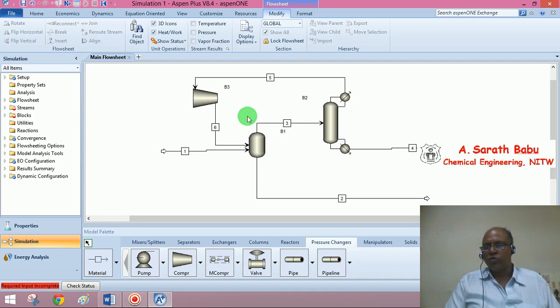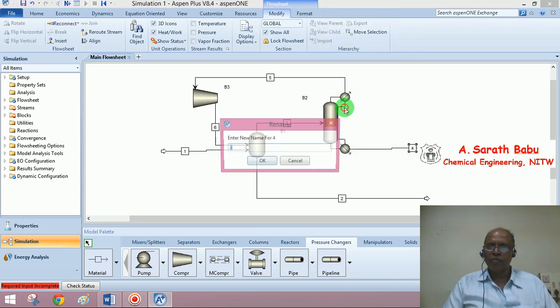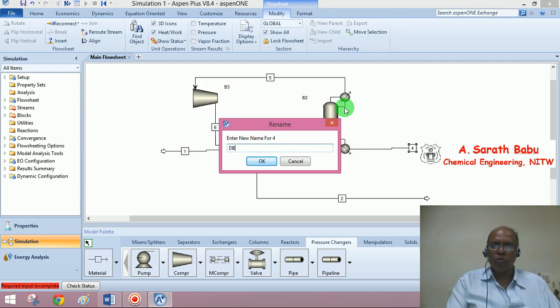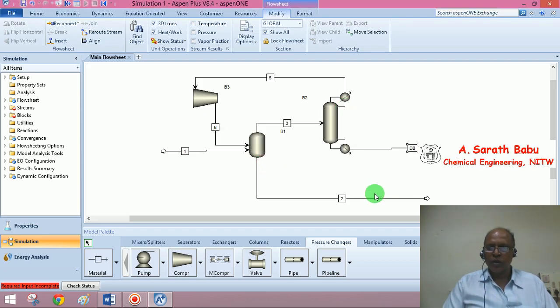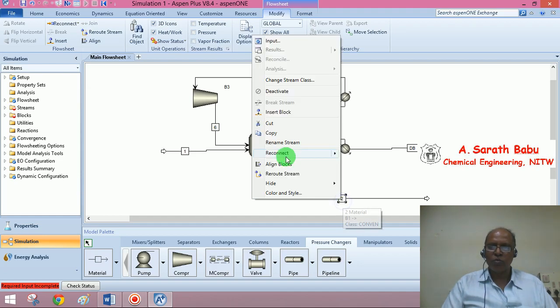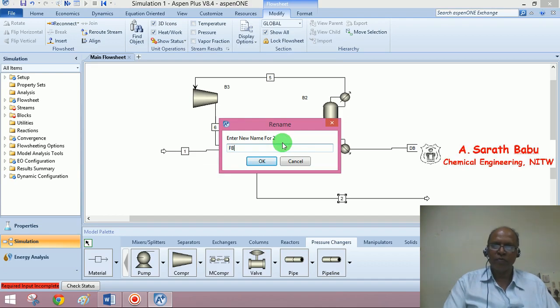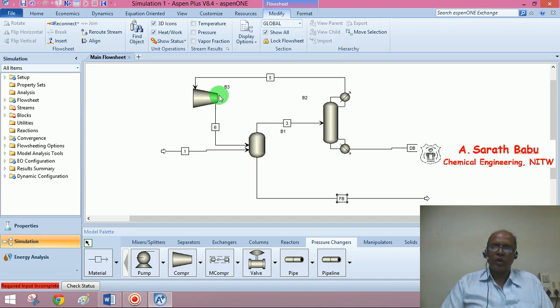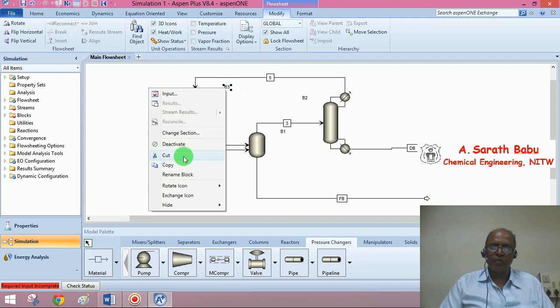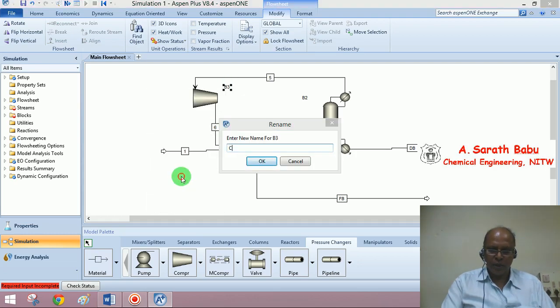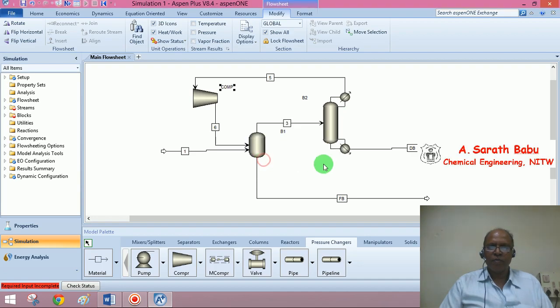So we were able to connect, let me rename this distillation bottom product, and this is flash bottom product. Now block B3 is the compressor. You know B2 is, okay. Now let us go to the next input screen.